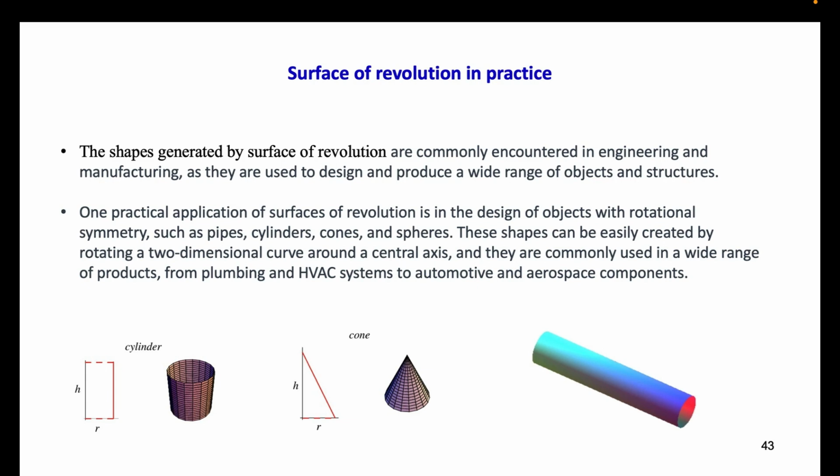One practical example is in the design of objects with rotational symmetry, such as pipes, cylinders, cones, and spheres. These shapes can be easily created by rotating a two-dimensional curve around a central axis, and they are commonly used in a wide range of products, from plumbing and HVAC systems to automotive and aerospace components. So they are pretty much everywhere, wherever we need objects with rotational symmetry.